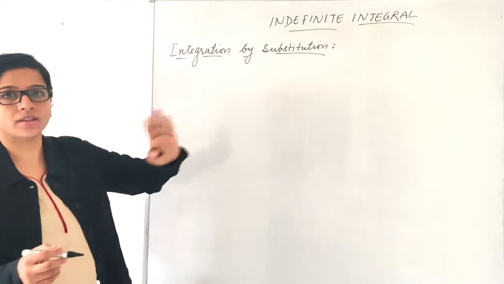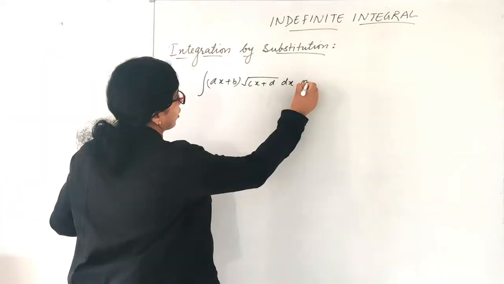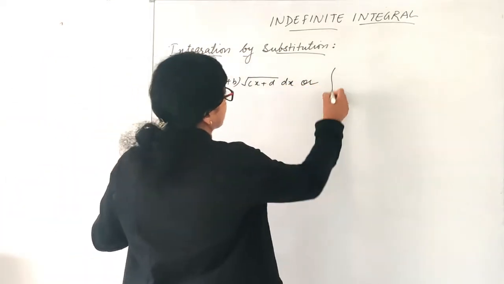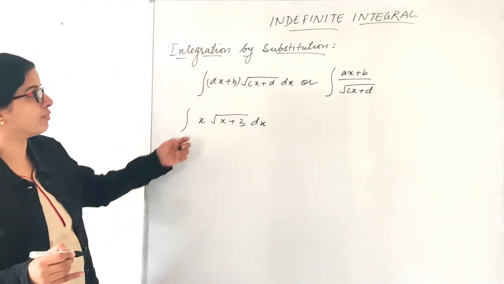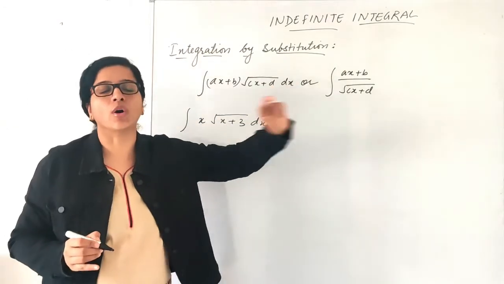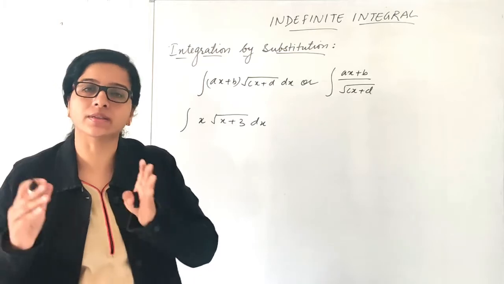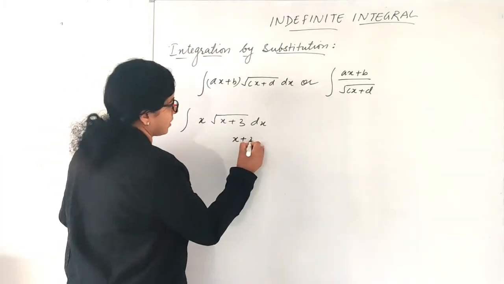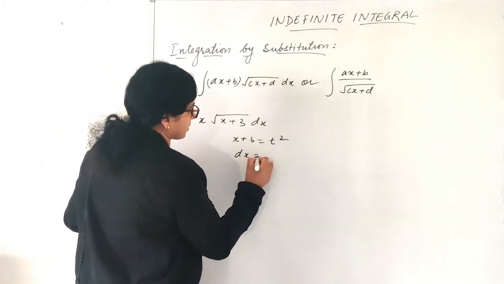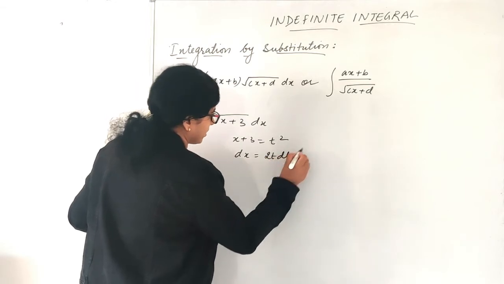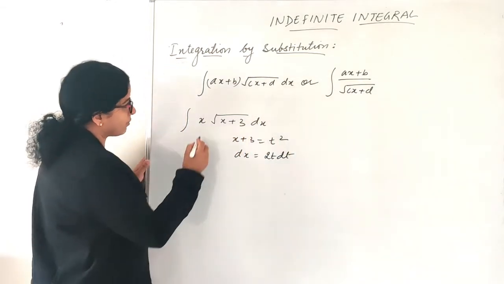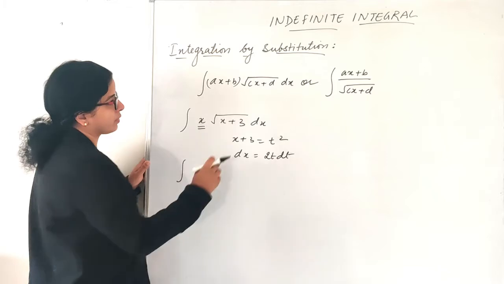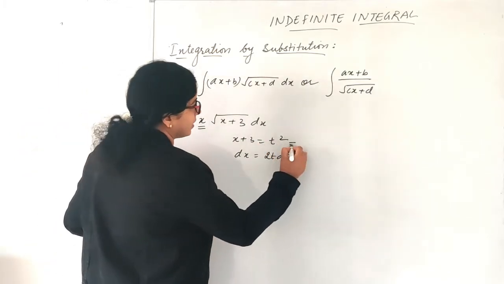Let us check the integration of this type, or if we have an integration of this kind. So what we do, whenever we have such kind of integrand, always take the under root part as t square. So x plus 3 equals t square. dx is equal to 2t dt. Now we'll substitute. Find the value of x. What will it become? t square minus 3.